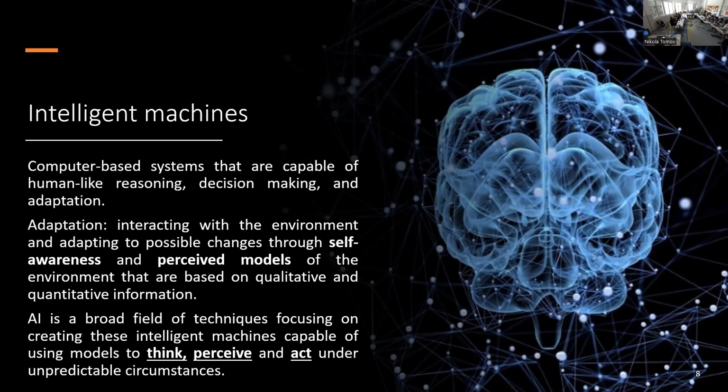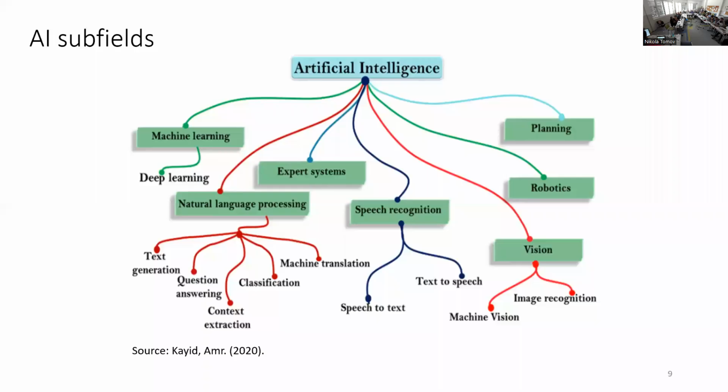Therefore, AI is a broad field of techniques focusing on intelligent machines capable of using models to think, perceive, and act. You did that. You thought, you perceived, and you acted. These techniques are depicted in the following diagram. We've covered several examples in the previous days: machine learning, natural language processing, speech recognition, robotics. I don't think we had robotics, did we? But anyway, we also had computer vision.